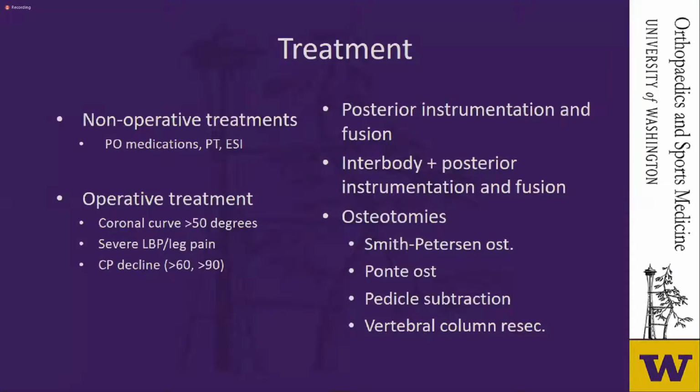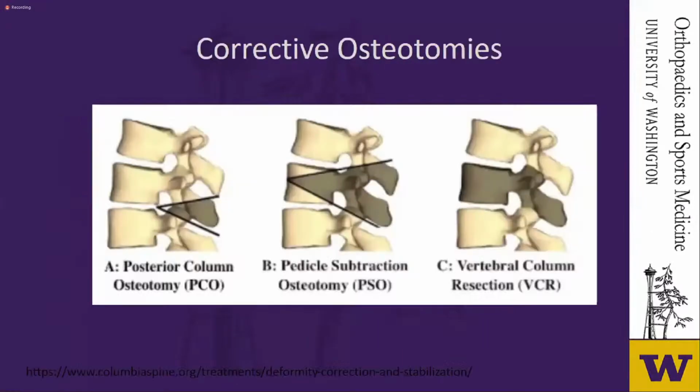Common treatment options include posterior instrumentation fusion, as well as combined interbody fusion with posterior instrumentation fusion. In addition to that, the way that we can correct deformities, particularly in the coronal and sagittal planes, is a number of different types of osteotomies. The first of which being the Smith-Petersen osteotomy, the Ponte osteotomy, pedicle subtraction osteotomy, and the vertebral column resection.